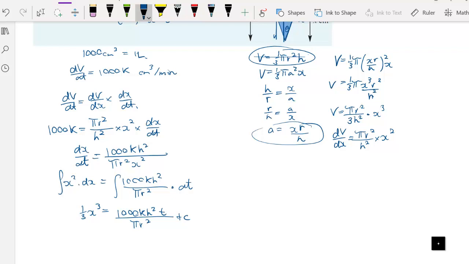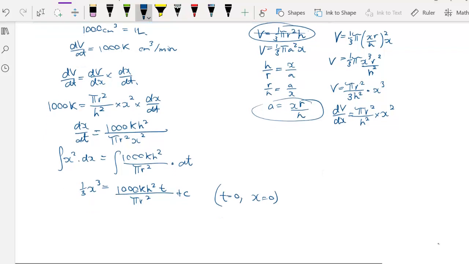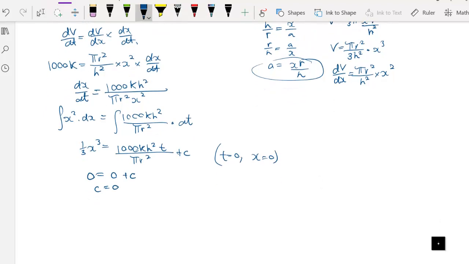Now when t is equal to 0, x is equal to 0, so what do we get? We've got 0 is equal to 0 plus c, so c is equal to 0. And we end up with our rule, x cubed is equal to 3000k h squared t on pi r squared. Now I could make it an explicit equation and take the cube root, but I'm going to leave it there as I think that's an appropriate solution.